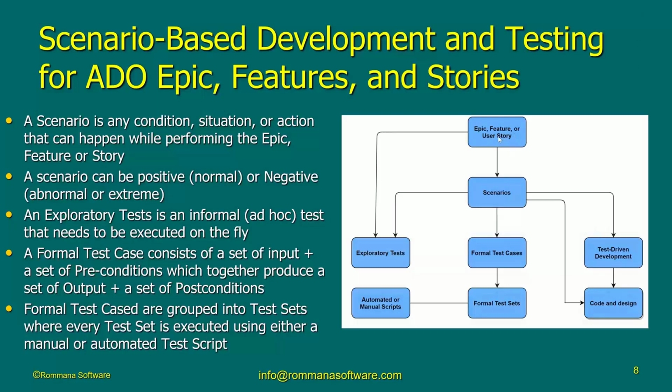You have your epic or a feature or a user story here that were synchronized from your ADO. So within Rommana ALM, you can start creating scenarios. So scenarios, as I say here, are any condition or any situation or action or anything at all that can happen in production while this specific user story is being executed. So if the user story is about paying for an order, great. While paying for an order, what could possibly happen? There are a number of things that could happen we need to capture.